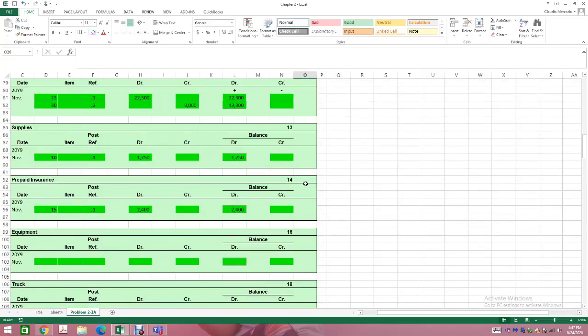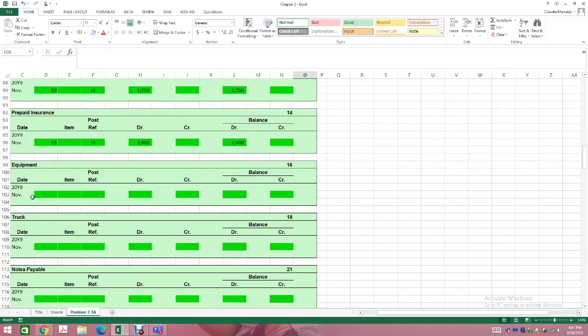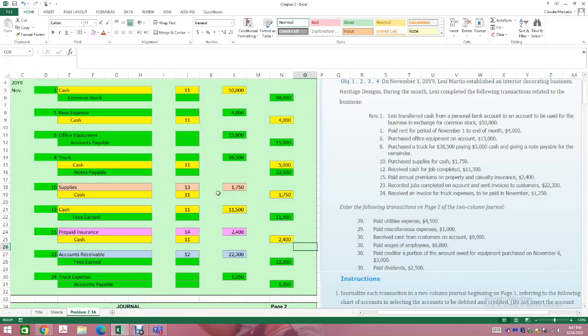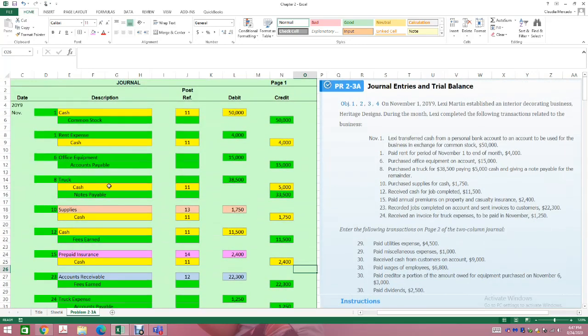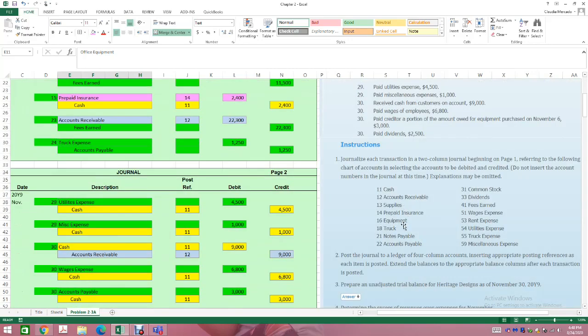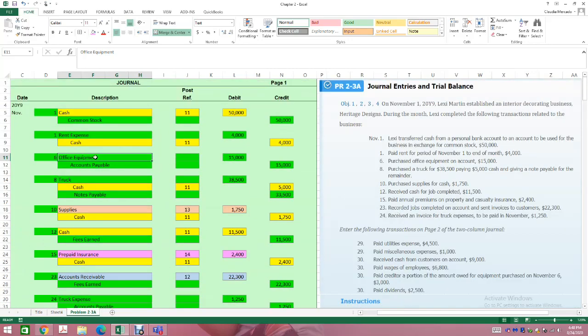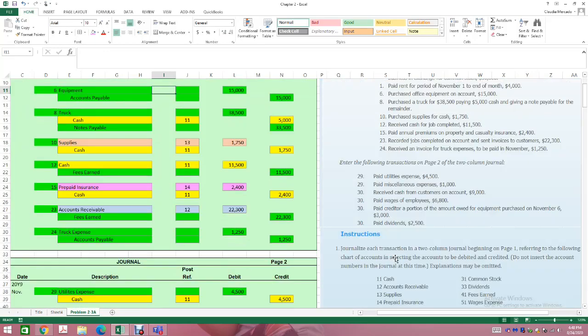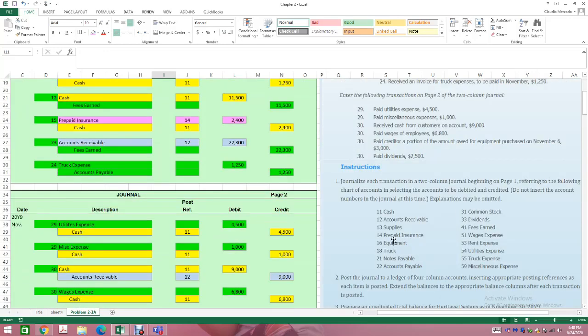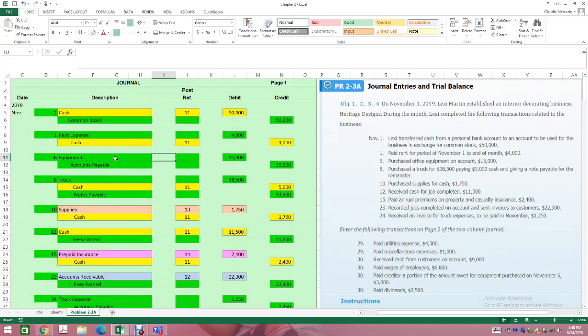Okay. So the next account that I have is equipment. Okay. So let's go look for our equipment entry. And my equipment happened right here. And it was just office equipment or equipment? It was just equipment. So let me change this to equipment. Remember, we need to only use what they provide us here. And it's equipment. I made a mistake. I fixed it now. Okay.